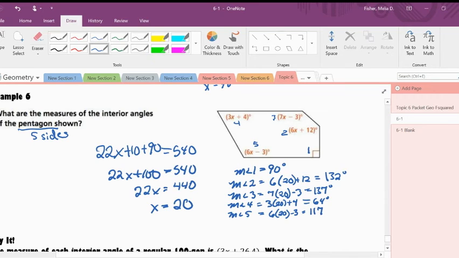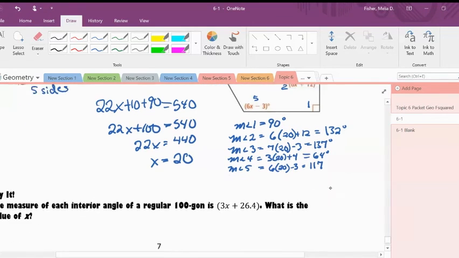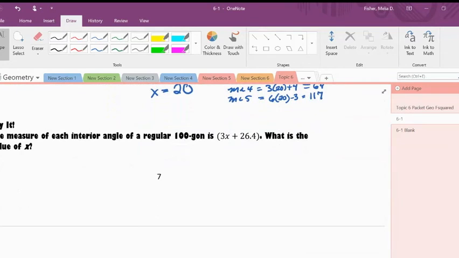If we add that together, all of those together add up to 540. So you can double check your answer. We're going to go ahead and look at the try it for this one together as well.